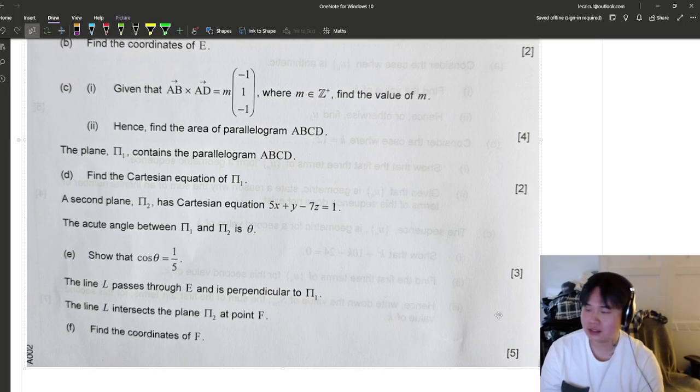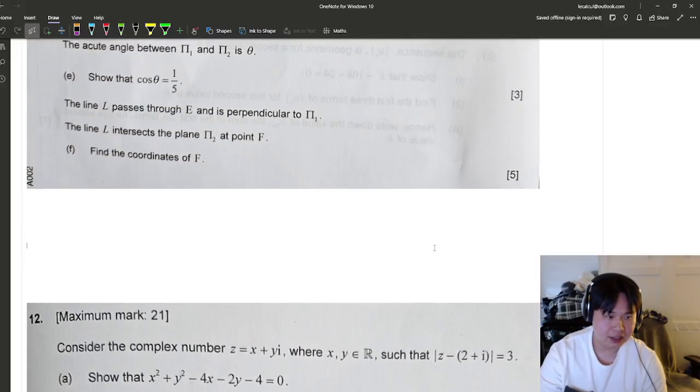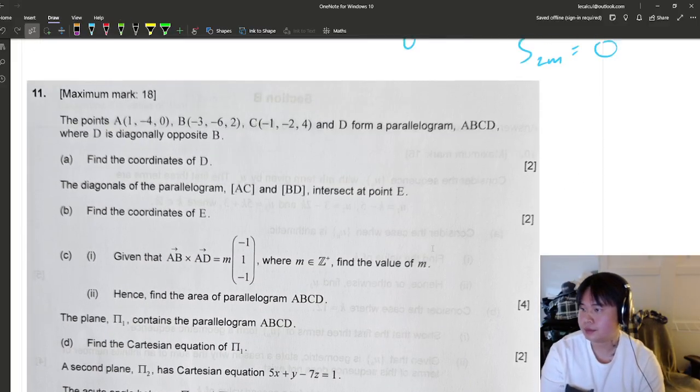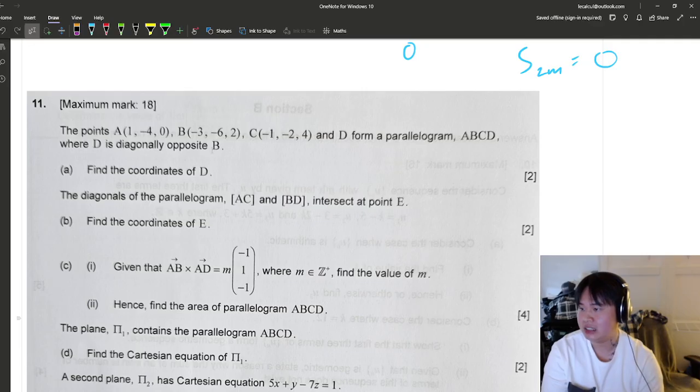Vectors, planes? Almost there, almost there. Okay, what do we got? 4 points, and they make a parallelogram. D is diagonally opposite of B. Find the coordinates of D.